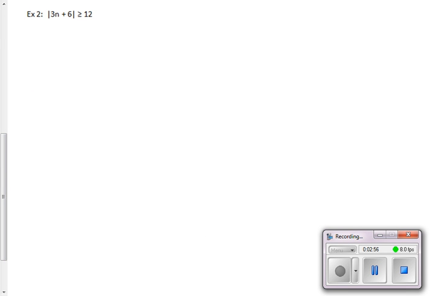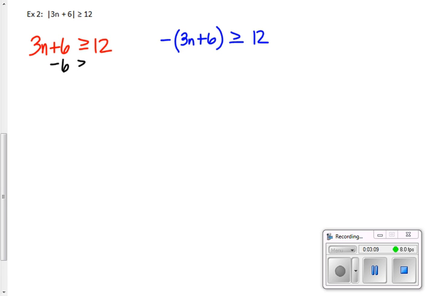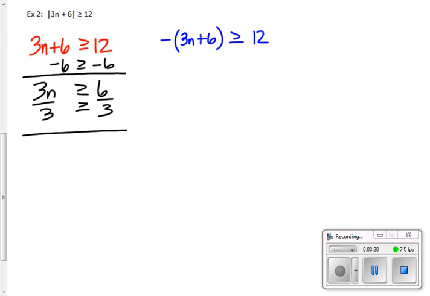Example 2, absolute value is isolated. So let's go ahead and make our two cases. Here's our two cases, the positive case in red and the negative case in blue. So I'm going to go ahead and work through this by subtracting 6 from both sides. We have 3n is greater than or equal to 6. Divide both sides by 3. And we have n is greater than or equal to 2.